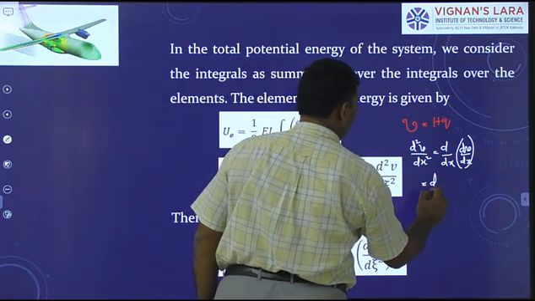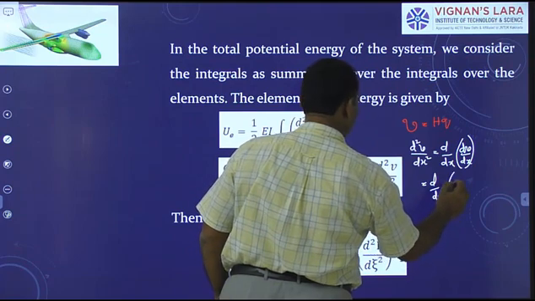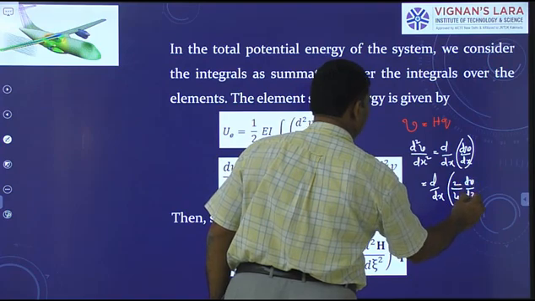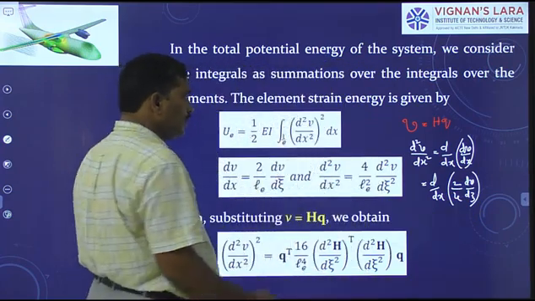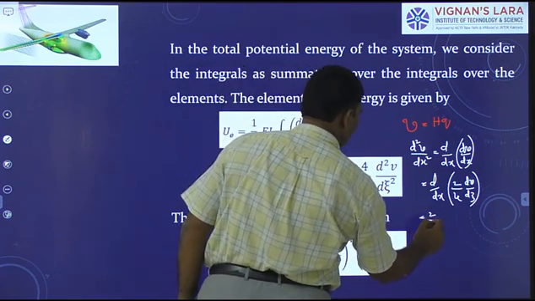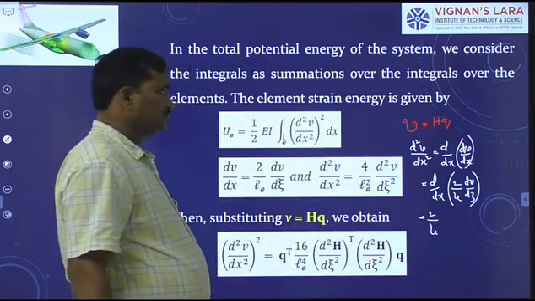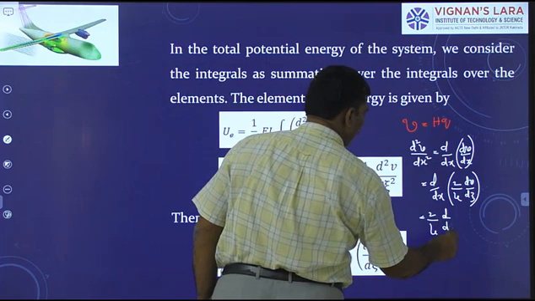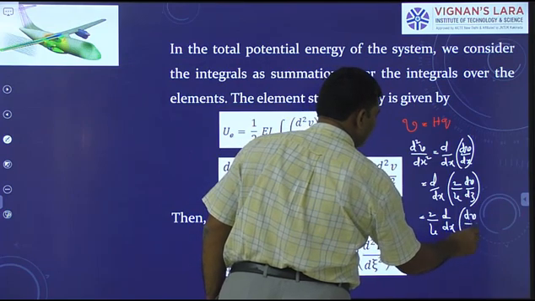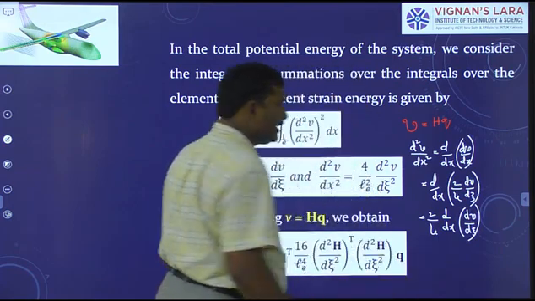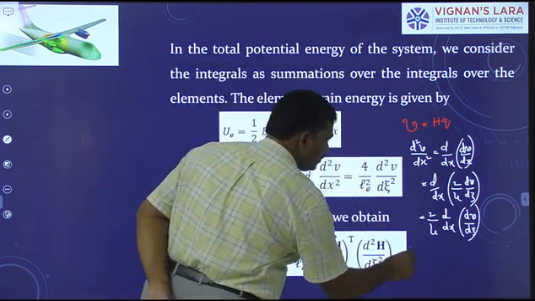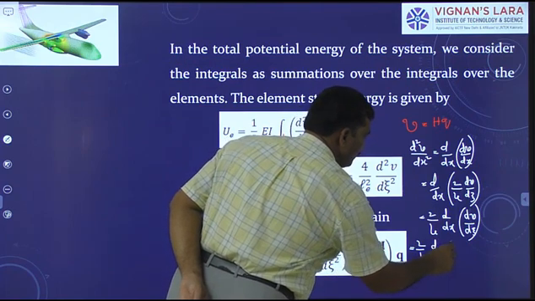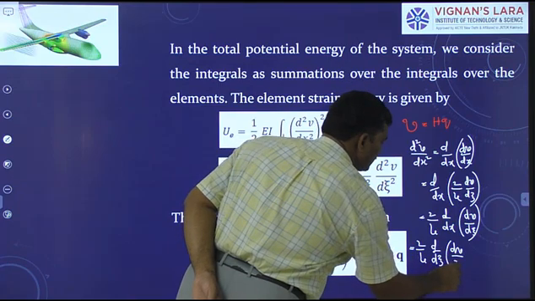d by dx of 2 by LE into dV by dz. 2 by LE comes out. Right? Now what I do is I write d by dx of dV by dj. How I write d by dx of dV by dj is equals to 2 by LE into d by dj of dV by dx I write.